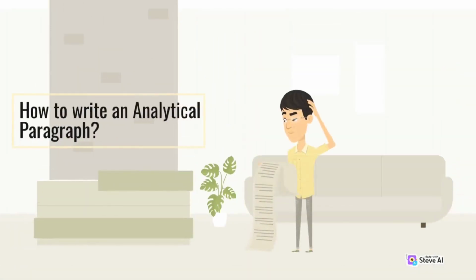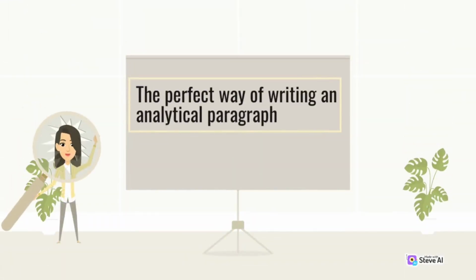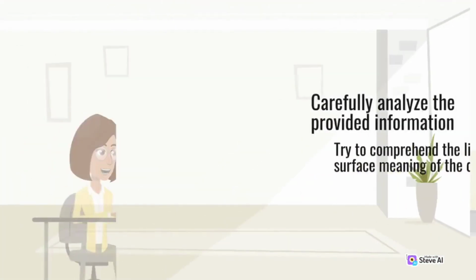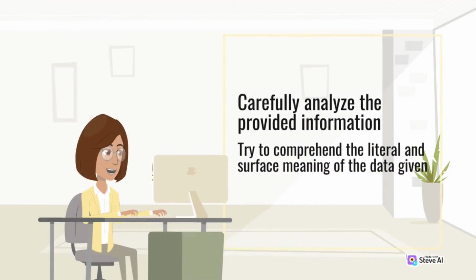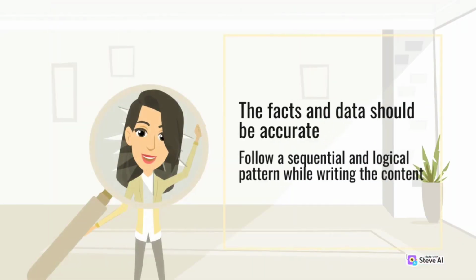How to write an analytical paragraph? The perfect way of writing an analytical paragraph: keep the following points in mind for scoring well. Carefully analyze the provided information. Try to comprehend the literal and surface meaning of the data given. The facts and the data should be accurate.